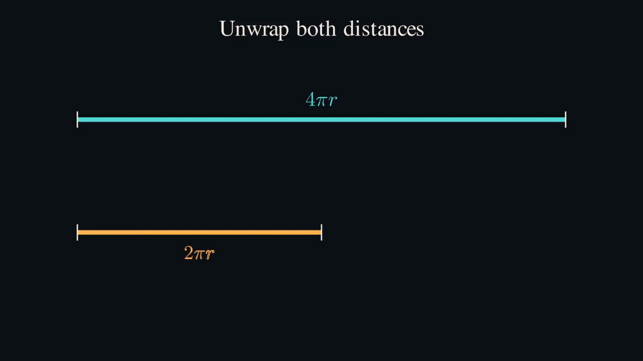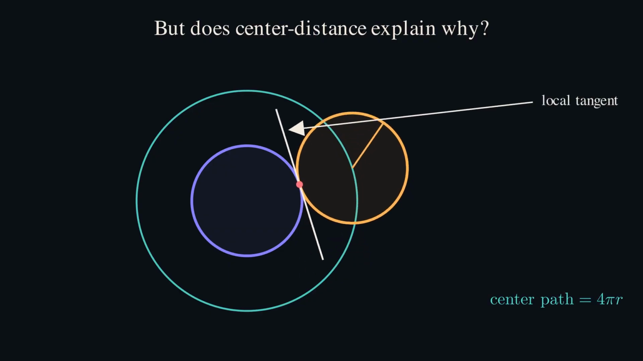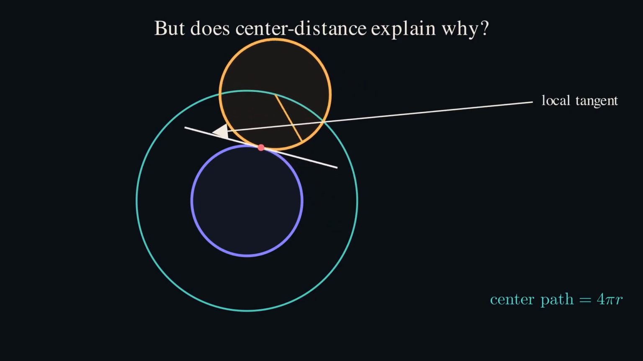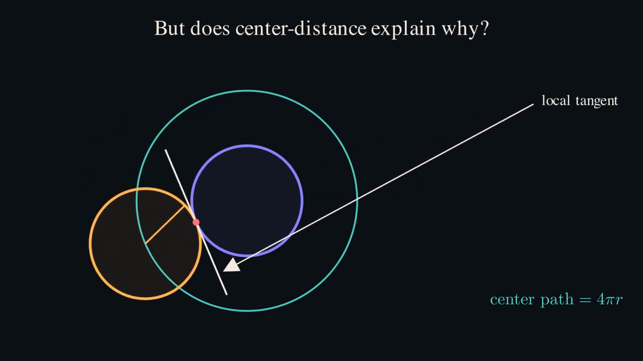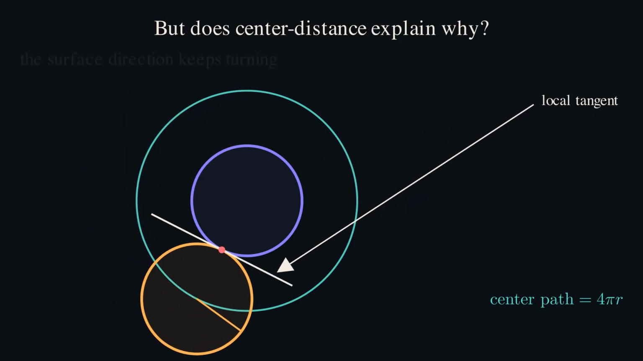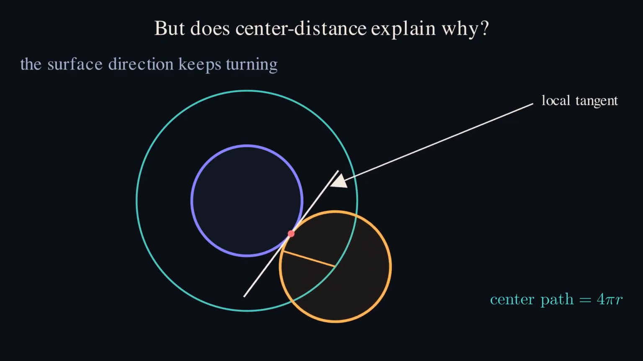But hold on. We should be suspicious here, because rolling on a curved surface isn't obviously the same as rolling along a flat road. The center travels 4 pi r, yes, but does center distance alone always determine rotation? Imagine an enormous fixed coin. Locally its edge looks flat, and the rule seems fine. Shrink that fixed coin down, though, and the direction of the surface itself swings continuously underneath the roller. That turning direction is exactly where most explanations become slippery. So the path length calculation gives the right answer, but it hasn't yet exposed the mechanism.